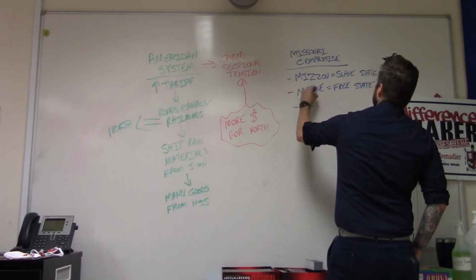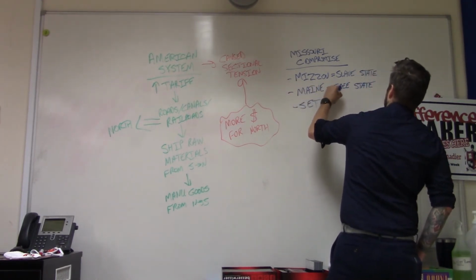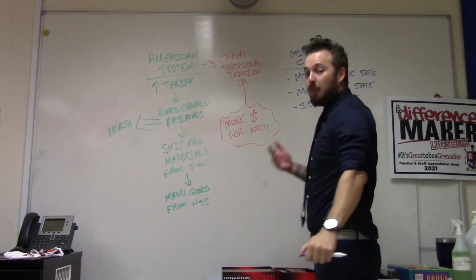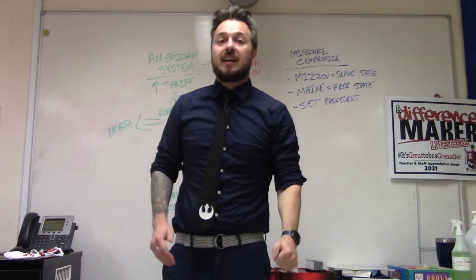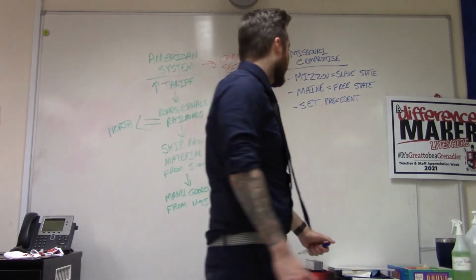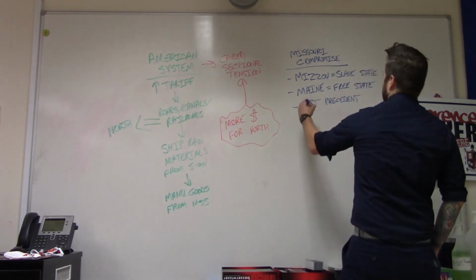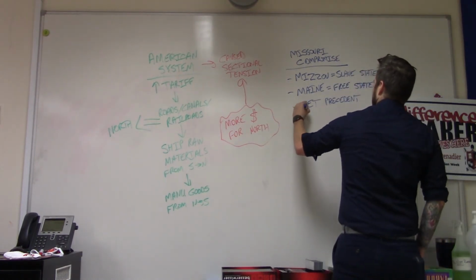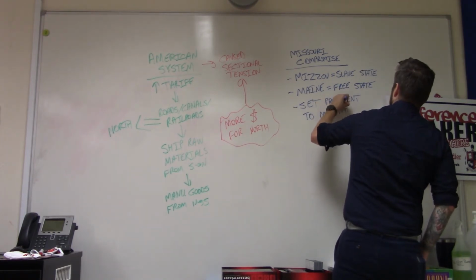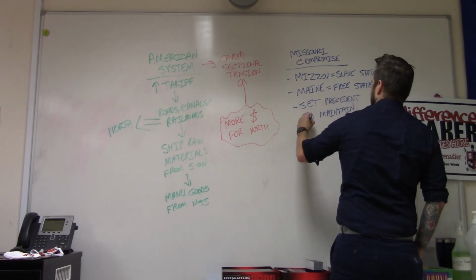This sets the precedent that we would always keep a balance. Anytime we add a slave state, we're going to add a free state and vice versa. Right? So it sets precedent to maintain balance. I don't know if I just spelled maintain wrong.